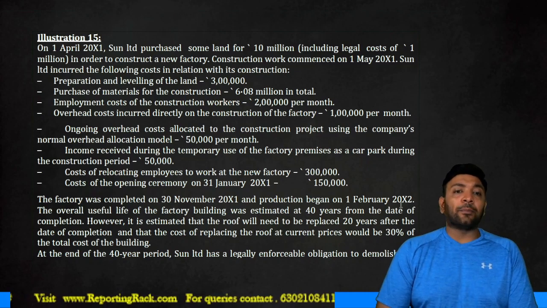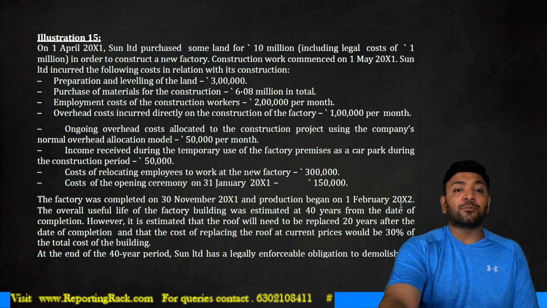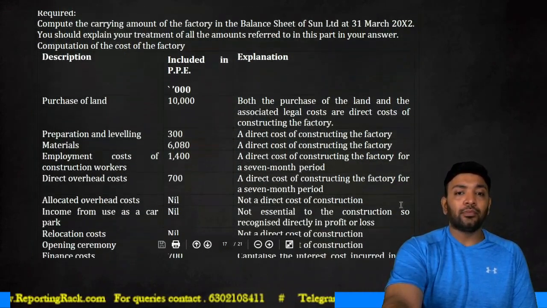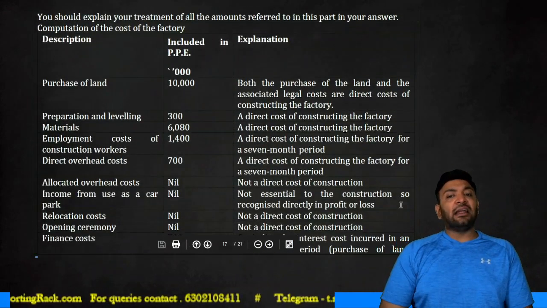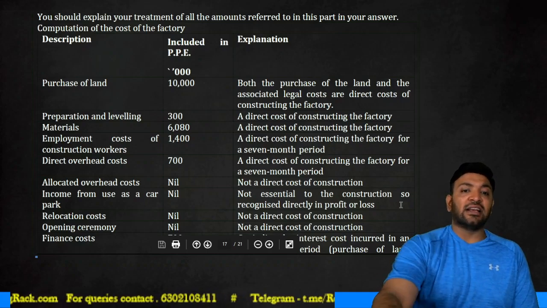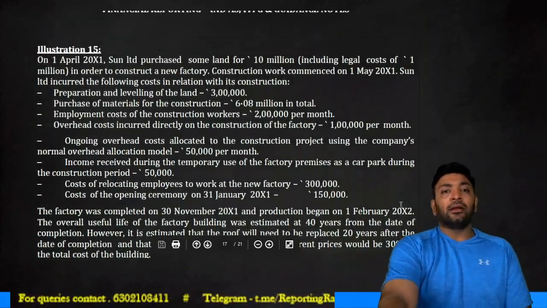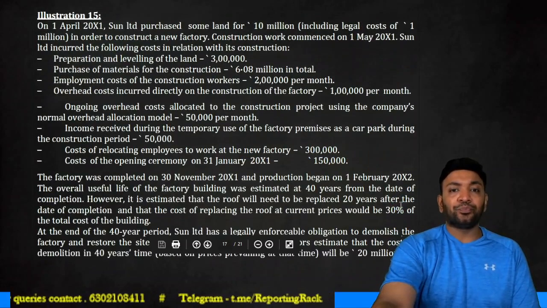In the cost of factory premises, the first item is preparation of land, leveling. Look at the cost. Preparation of land leveling is supposed to be included in the cost of the asset. Material is also supposed to be included. Okay, let us solve. I think it is better we solve it.